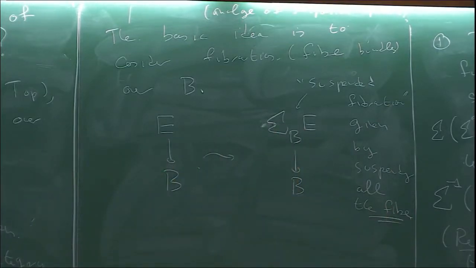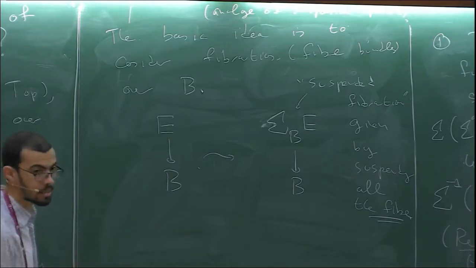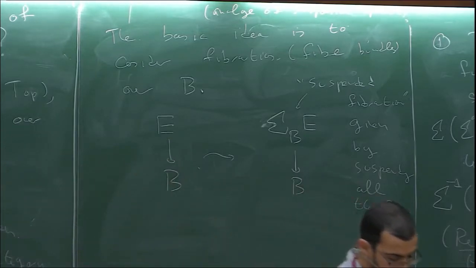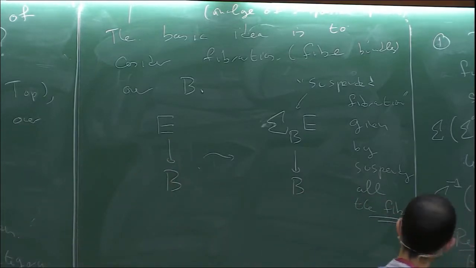Then you have to figure out some formalism. You don't want to just suspend the fibers one by one. You just want some construction that takes E and produces some space that maps over B, so that all the fibers of the new space are just the suspensions of the fibers of the old space. And this is not very hard to work out. Okay.